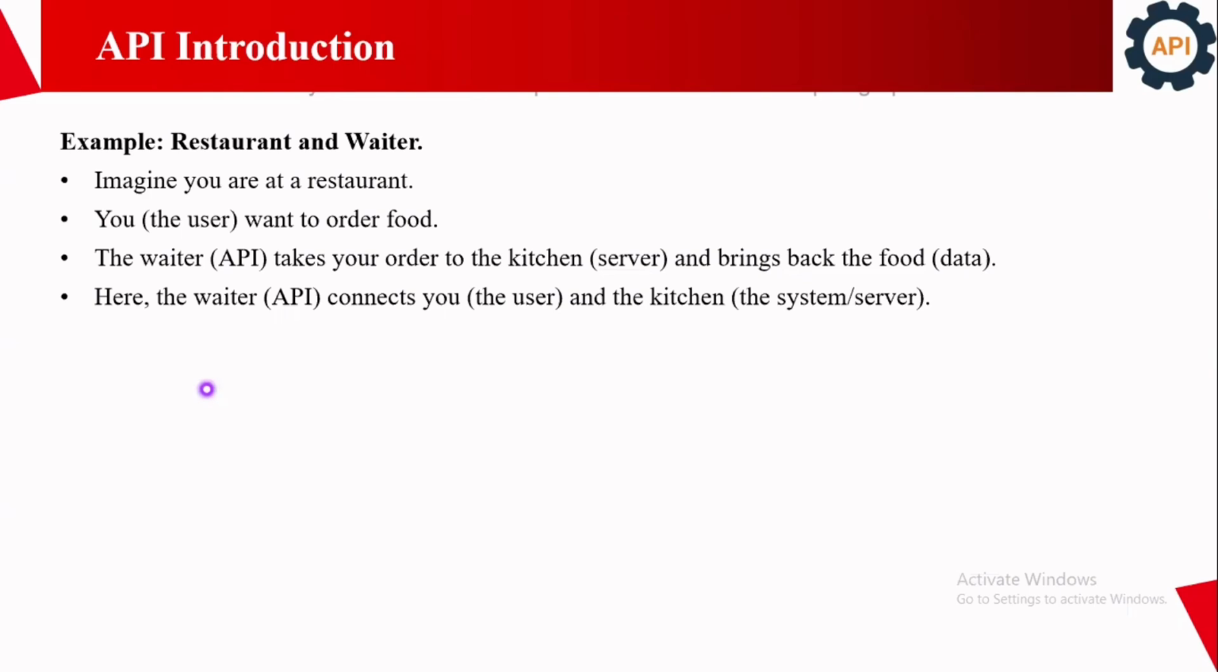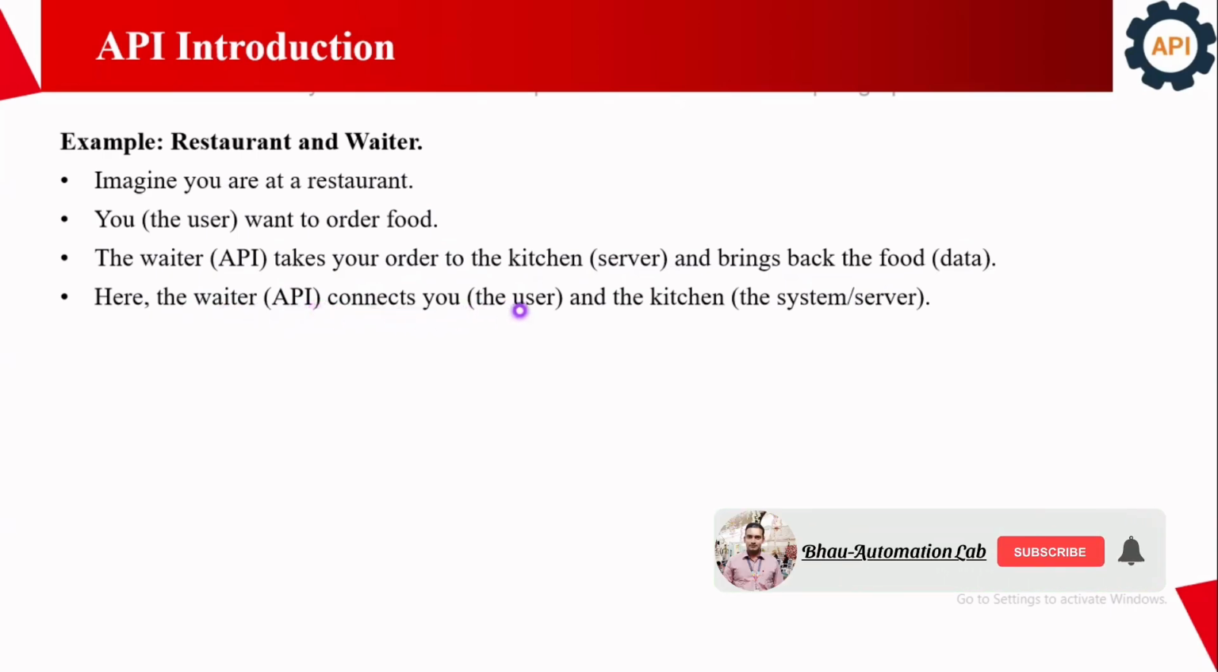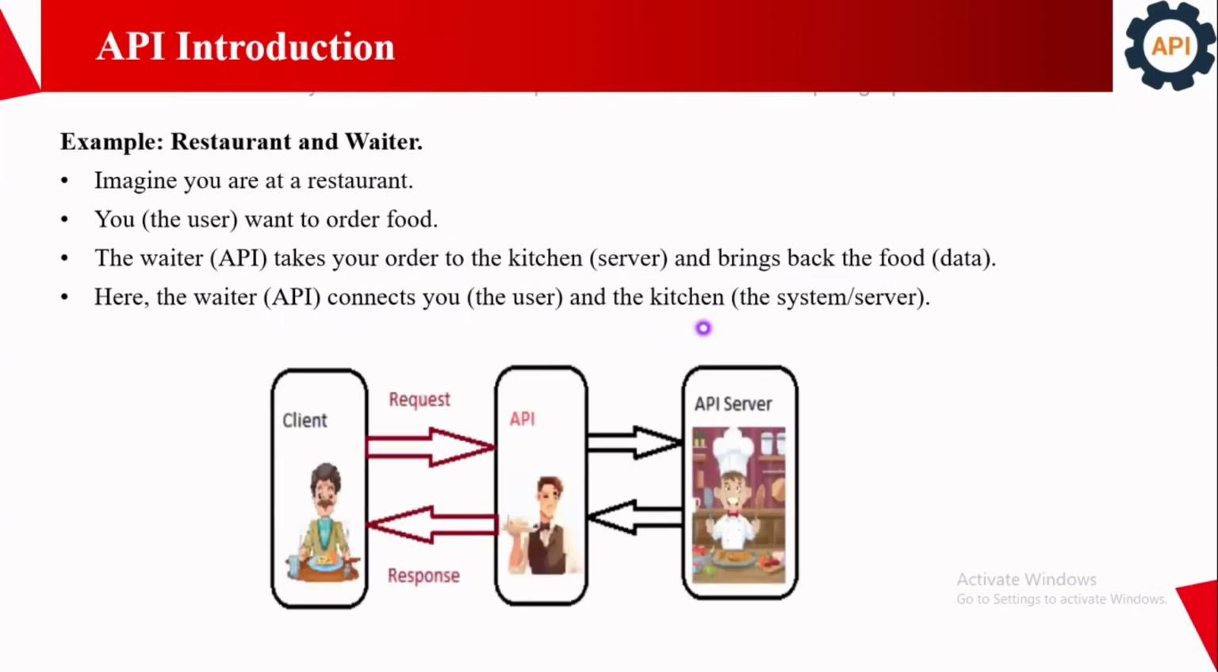Let's imagine you are at a restaurant and you, as the user, want to order food. The waiter, you can consider as the API, takes your order and goes to the kitchen. Here the kitchen is like a server, and the waiter brings back the food, or data, to you. In a simple way, the waiter is like an API, connecting you as a user and the kitchen as a server system. Let's understand this easily through this image example.